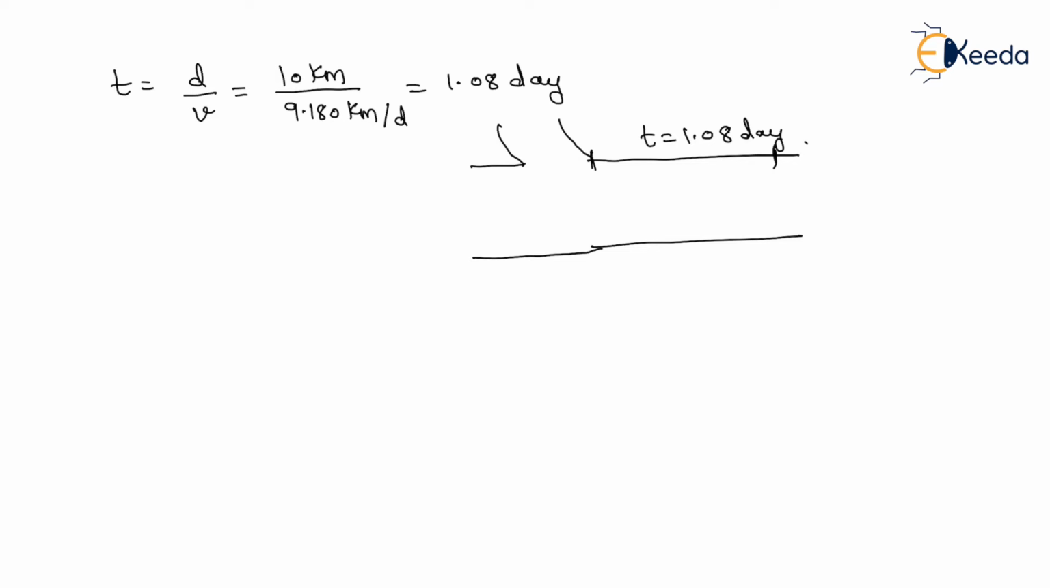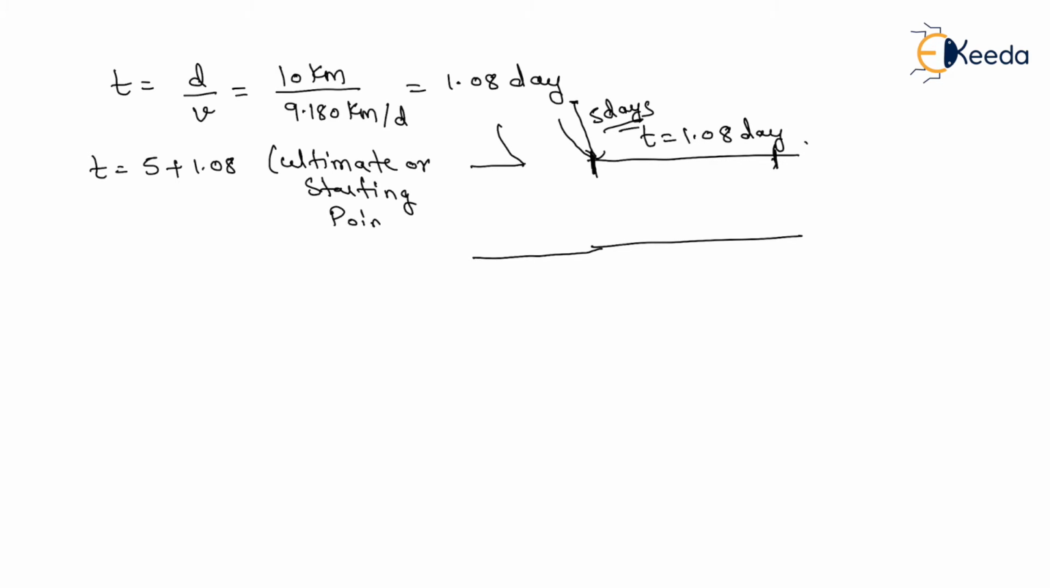Now the time from the starting point: up to the mixing point, 5 days had already passed. And for traveling a distance of 10 kilometer, 1.08 days are also required. So what will be the total time? The total time required will be 5 plus 1.08 from the starting point, which is 6.08 days. So the total time taken from the start of the process to reach a distance of 10 km from the mixing point is 6.08 days.